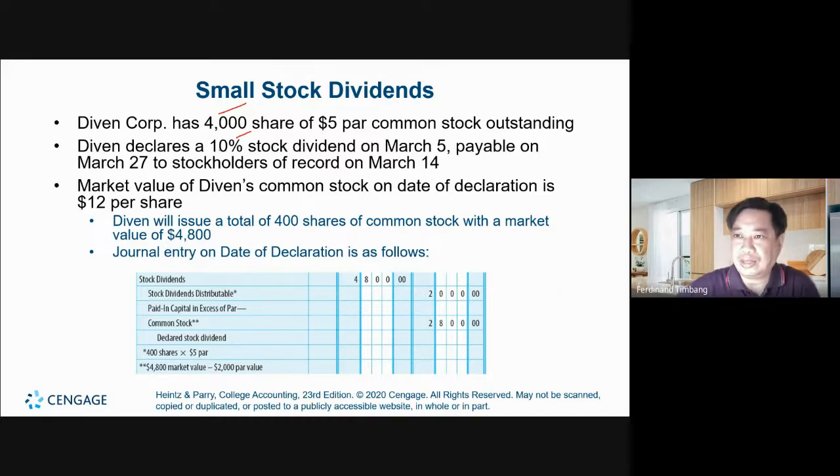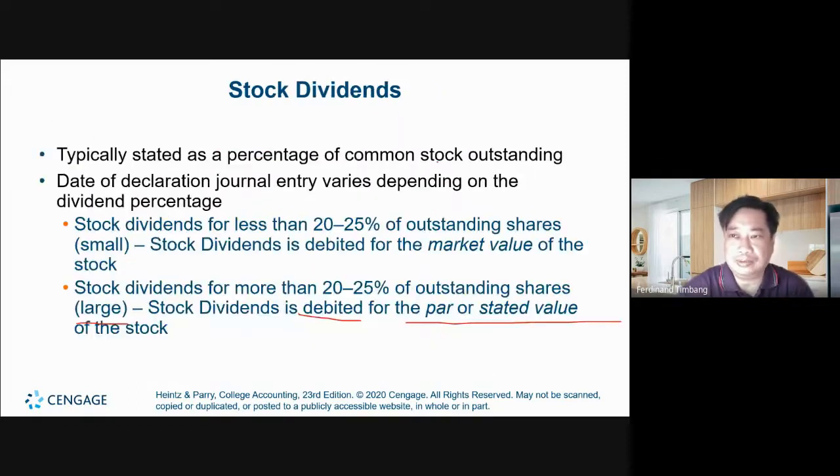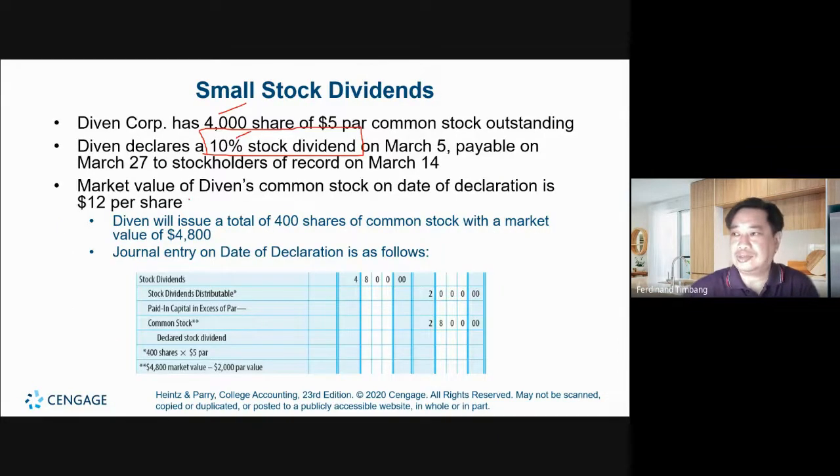So this one is a 10% stock dividend, meaning it is a small stock dividend. If it is a small stock dividend, then based on this information, stock dividends is to be debited for the market value of the stock. Here in this case, the market value is $12. So the debit to stock dividends is 10% times 4,000, which is 400. Then 400 times 12, so you get 4,800.